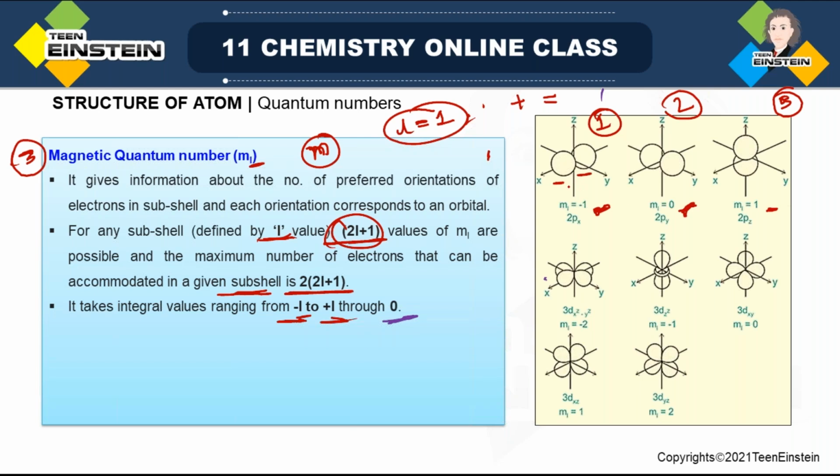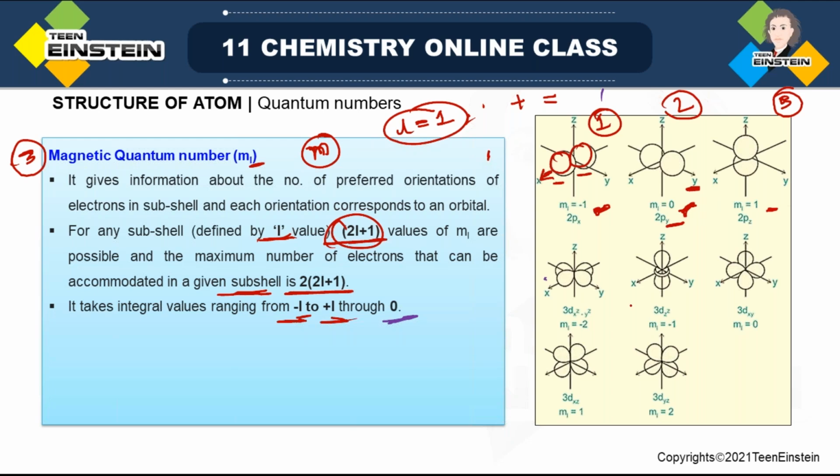Now if you are wondering why the lobes, that is, the shapes, are so, that is a completely different thing. We will discuss it later. Right now we are just seeing how many ml values are possible. Don't focus on the lobes and shapes; that will be discussed separately. Here we have the p orbital 2px, which is along the x-axis, so these two lobes are along the x-axis. Next, when it is py, it is along the y-axis, and the third one is along the z-axis.